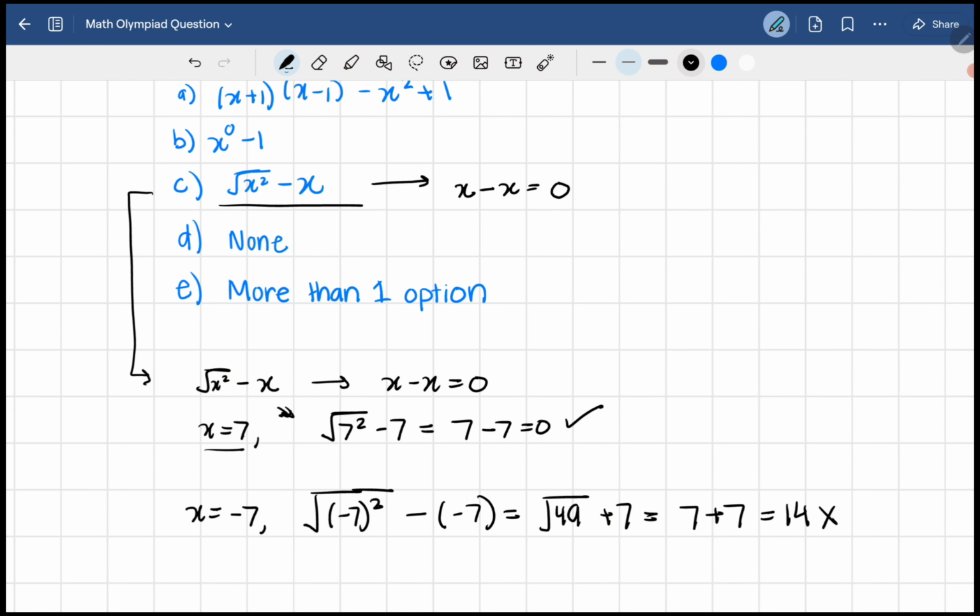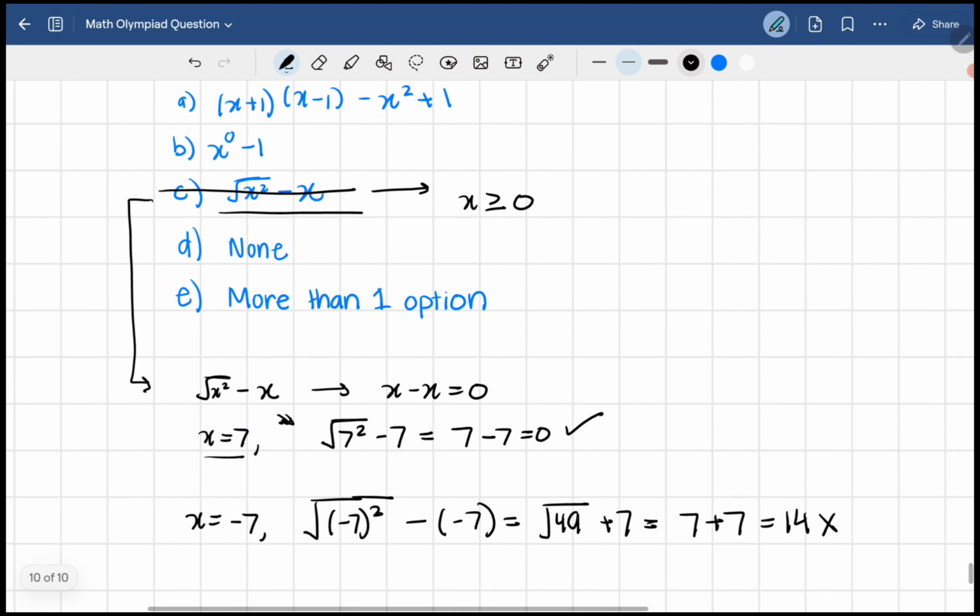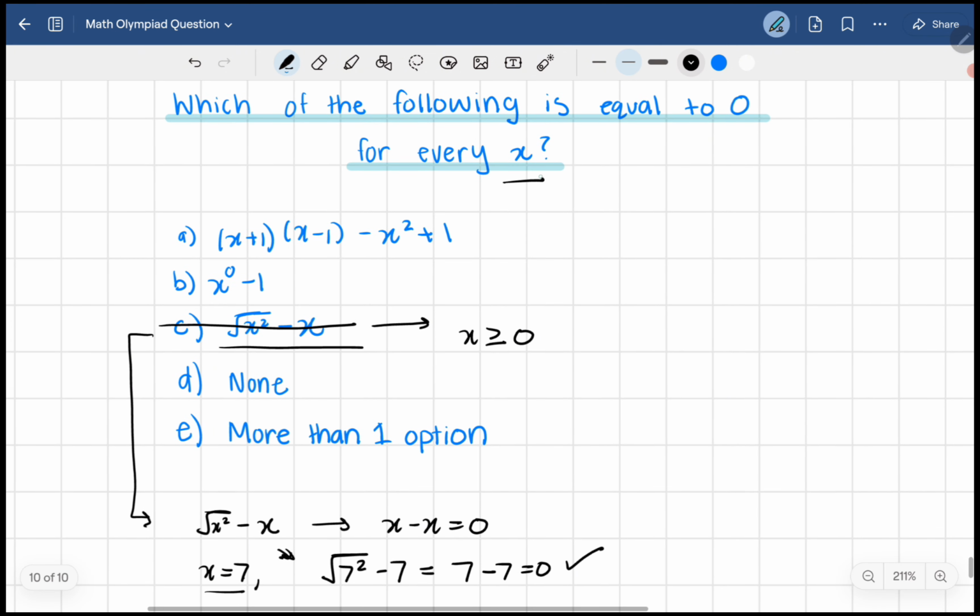So this option C is actually only true when x is greater than or equal to 0. So that is off the list. That cannot be it, because it's saying for every value of x, including negative values, zero, and positive values. So C is not the answer.